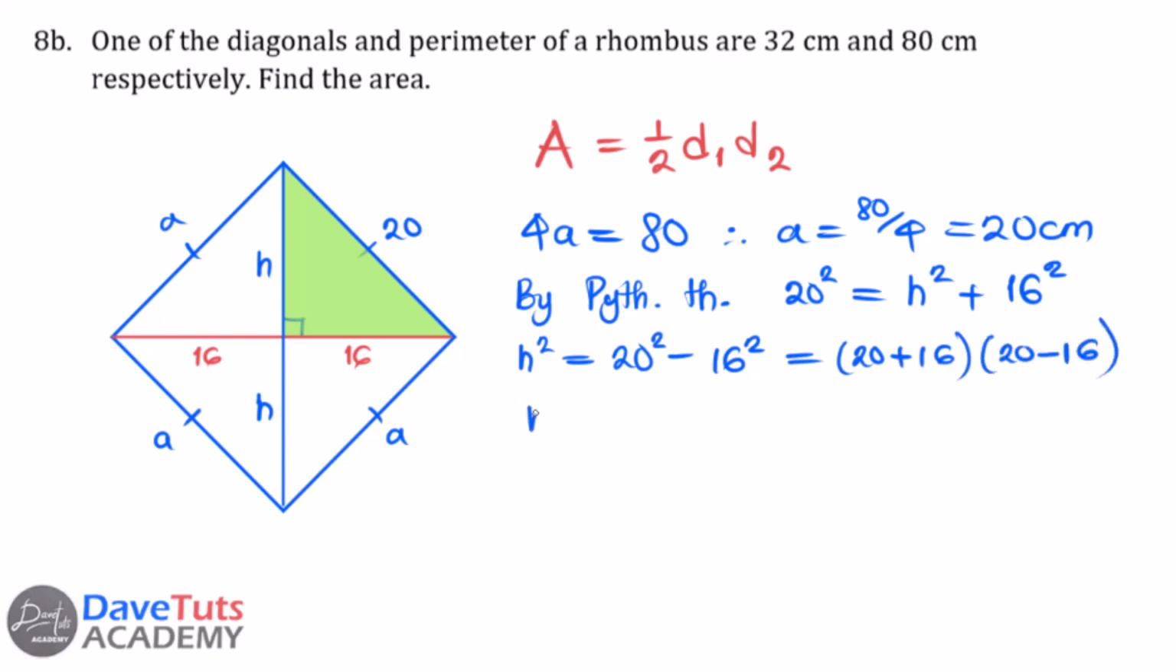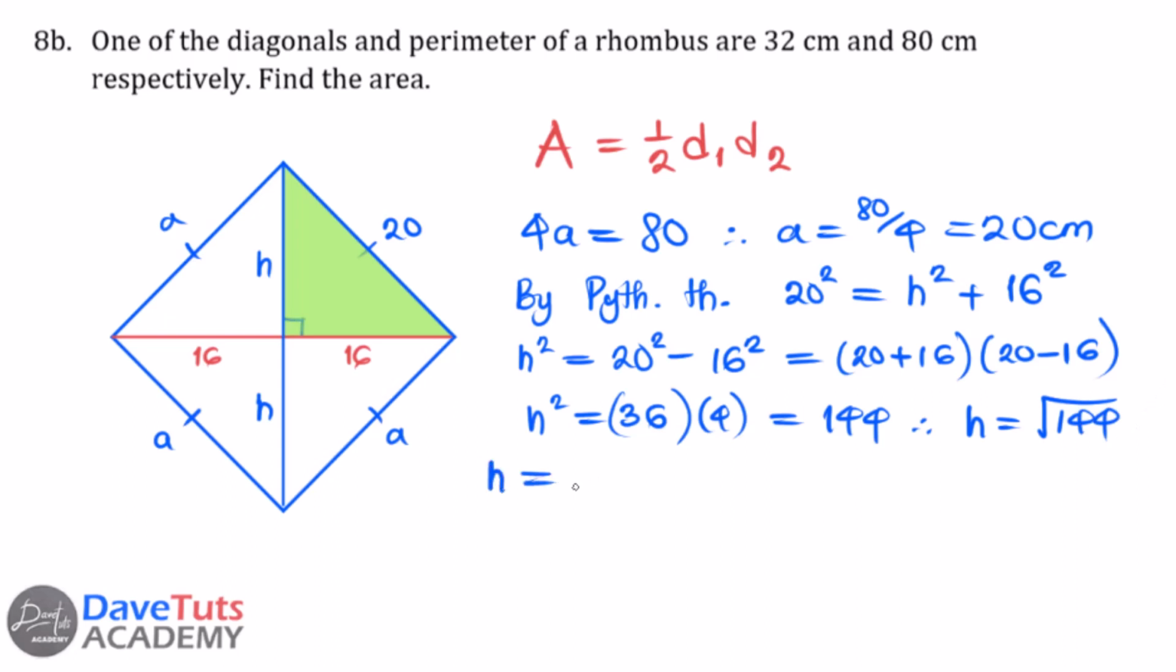So 8 square is, what is 20 plus 16? That's 36. 20 minus 16, that is 4. 36 and 4 is just as if you are saying 12 and 3 times 4, 12. So this is 144, such that H is the square root of 144, which is 12 centimeters. Originally we have one of the diagonals, D1, given as 32 centimeters. We have deduced from this diagram that D2 is going to be H plus H, so that is 2H, which is 12 times 2, that is 24 centimeters.